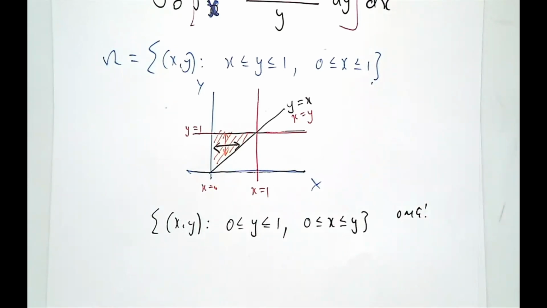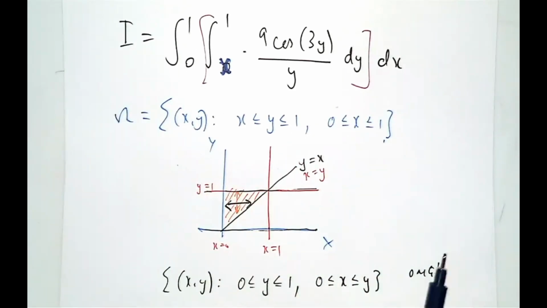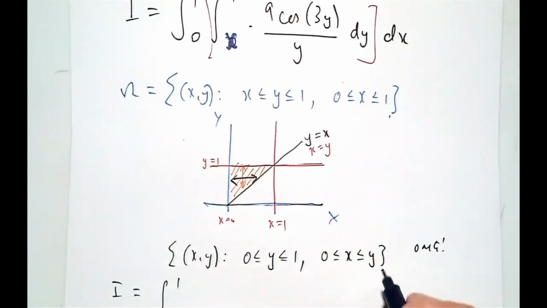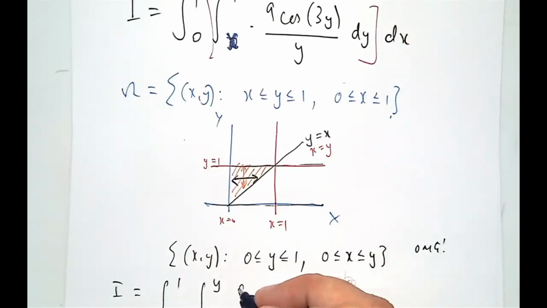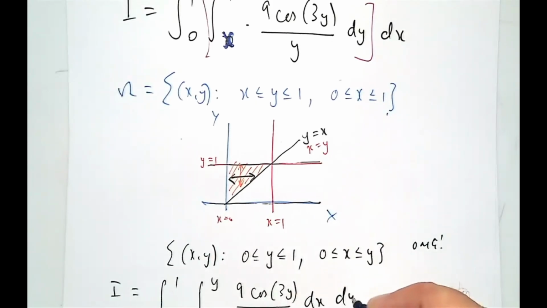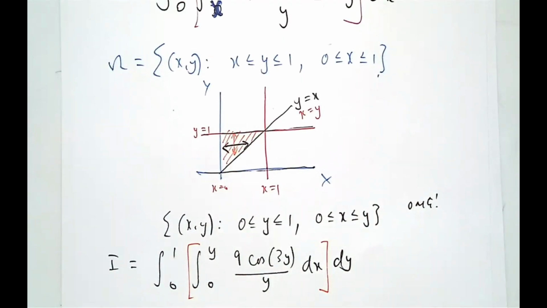All right. So now we're in a position to set up our integral. Change the order of integration with this setup, and then we can evaluate it. Is this the easiest integration you've ever done? What is the integral of 9 cos 3y over y with respect to x? You just multiply by x, right? How good's that?